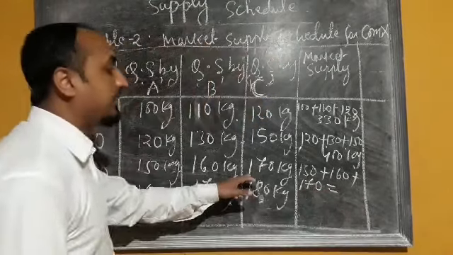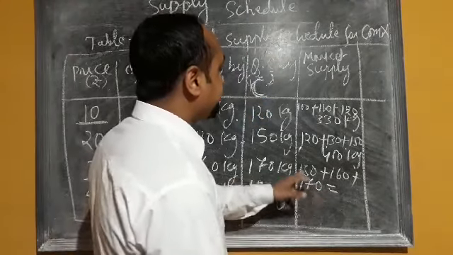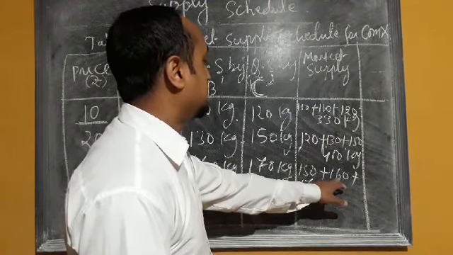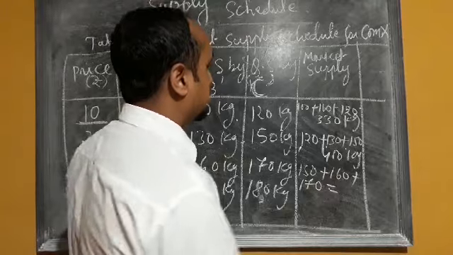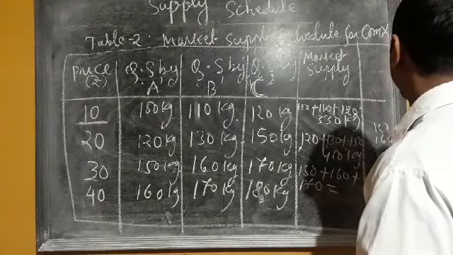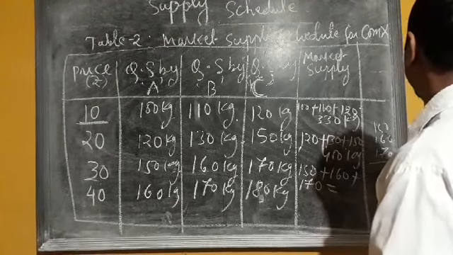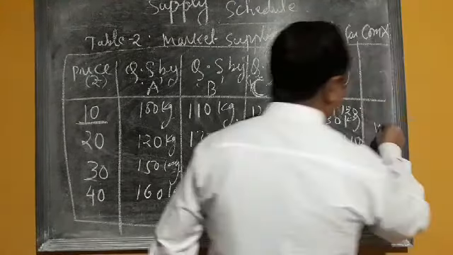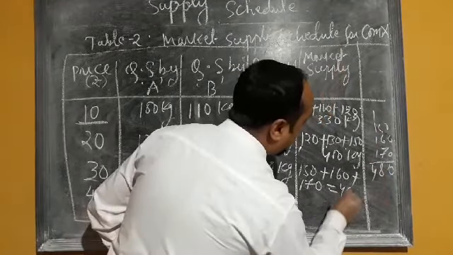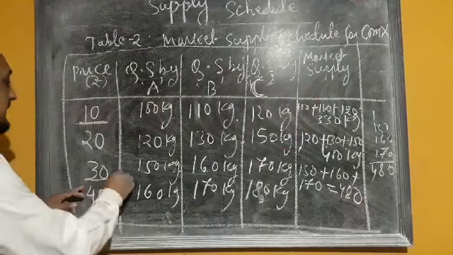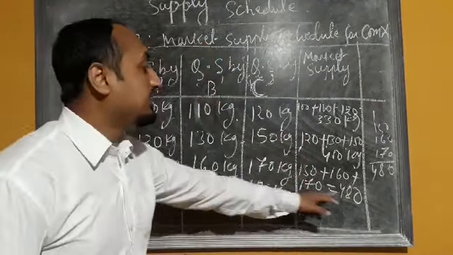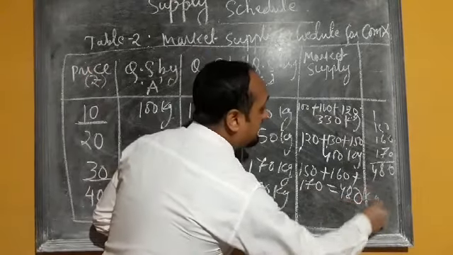Similarly at price 30 we have 150 plus 160 plus 170. So here we will get 480. That means at price 30, all the producers are supplying 480 kg per week.